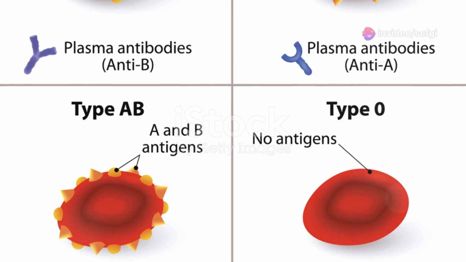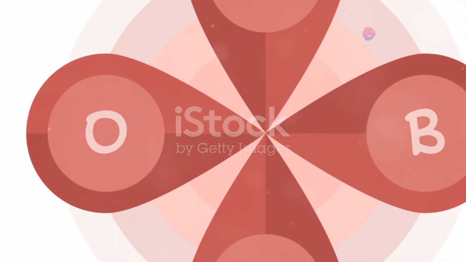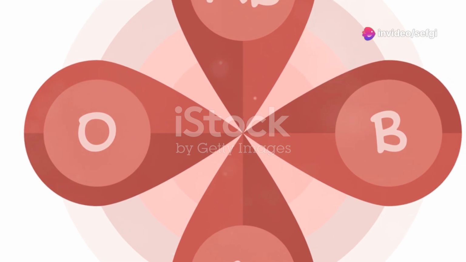The ABCs of blood, unveiling the four main types. There are four main blood groups: A, B, AB, and O. Each group is defined by the presence or absence of two main antigens, A and B.